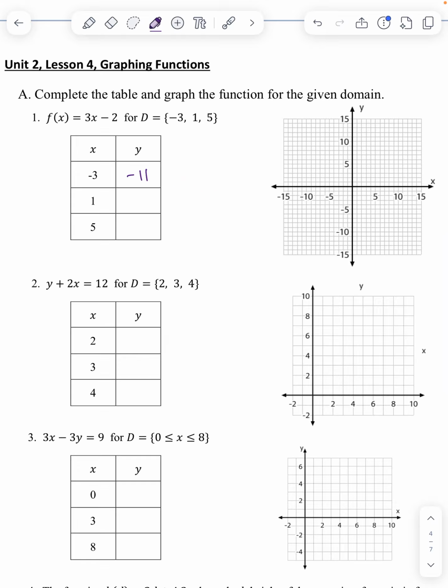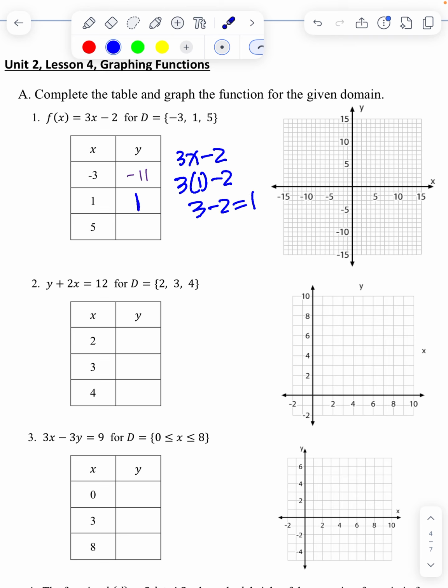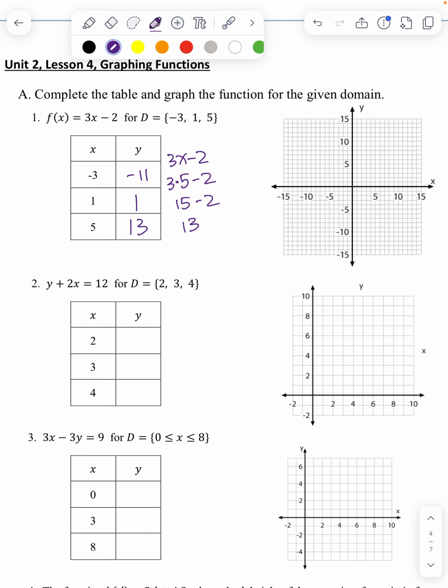Second one, when x equals 1. So 3x minus 2 is 3 times 1 minus 2. 3 times 1 is 3, 3 minus 2 is 1. So here should be 1. Now last one, x equals 5. Replace x by 5, so 3 times 5 minus 2. This is 15 minus 2. That's 13, right? So 13 here.